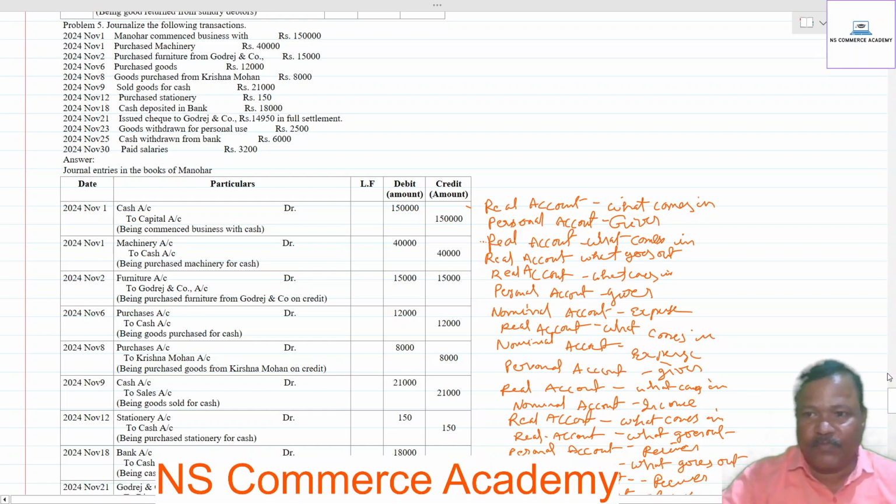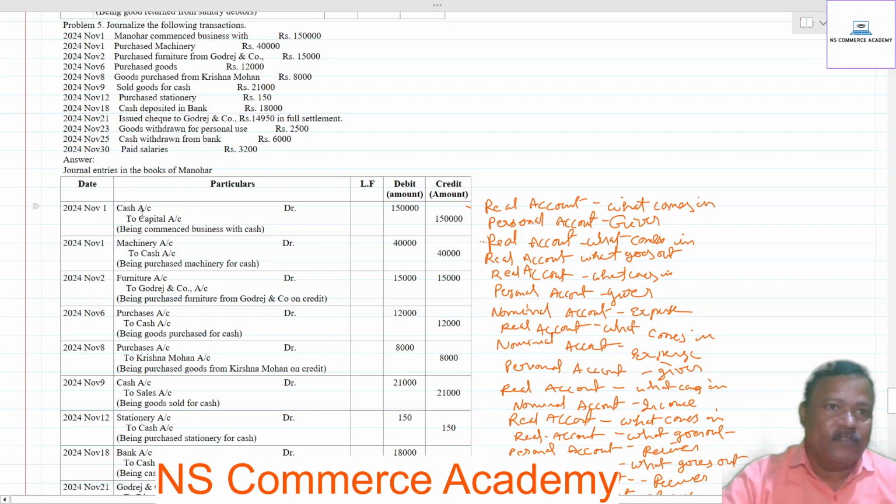Okay friends, come to the topic. Now, write the title of the problem: journal entries in the books of Manohar. Then draw an account which consists of 5 columns. First column, date column; second column, particulars column; third column, ledger folio column; fourth column, debit amount column; fifth column, credit amount column. I have already solved the problem and I will explain it one by one.